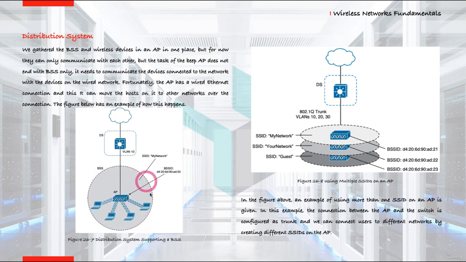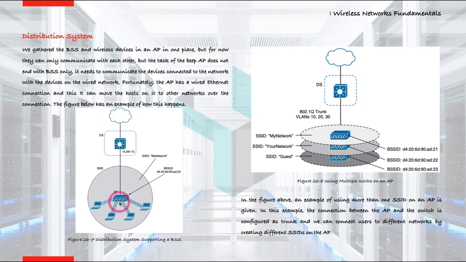These wireless users who gather around the access point communicate with each other through the access point. But not only do they have to communicate with each other, these wireless users on the access point also need to connect to our wired network. To do this, we connect this access point to our switch with a cable so that they can access our wired network and the internet.